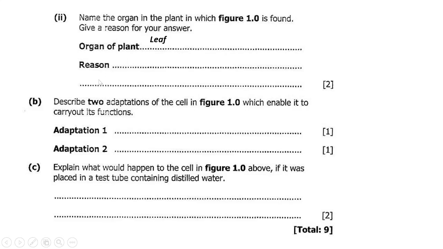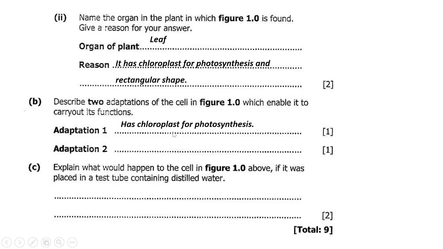Now what could be the reason? We are saying it has chloroplasts for photosynthesis and a rectangular shape. Then B, describe two adaptations of the cell in figure 1.0 which enable it to carry out its functions. What features does that cell have which enable it to carry out its functions? One, that cell has chloroplasts for photosynthesis. We can also say that it has a large surface area for absorption of light.